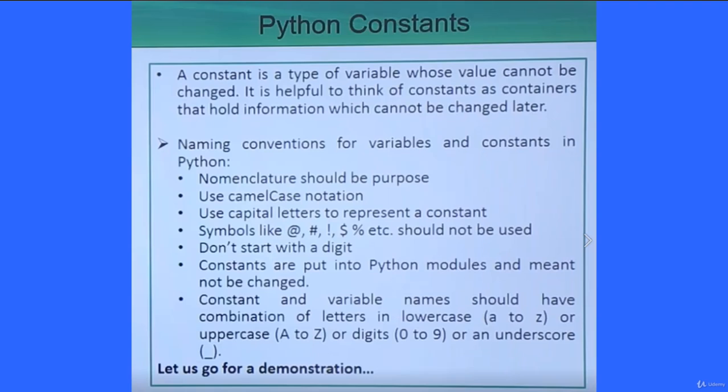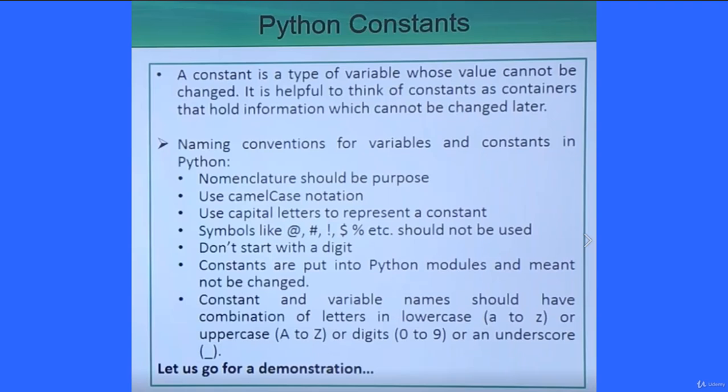The nomenclature should be purposeful. We all know that it is a good programmer's practice. The best practice for developers and programmers is that the variable name, the function name, and the class name should be purposeful. From the very variable name, I should get the idea what the purpose of the variable is and what kind of value it is supposed to hold.